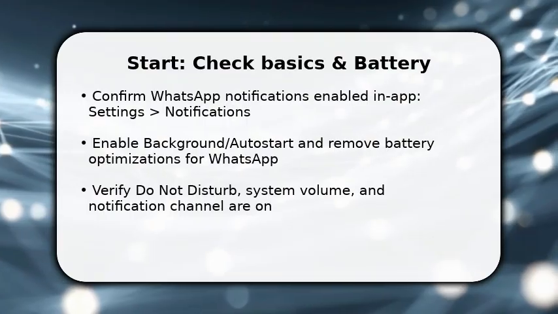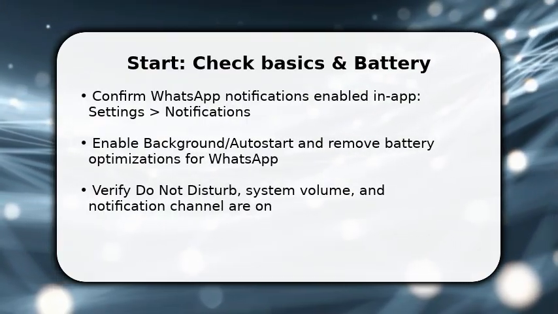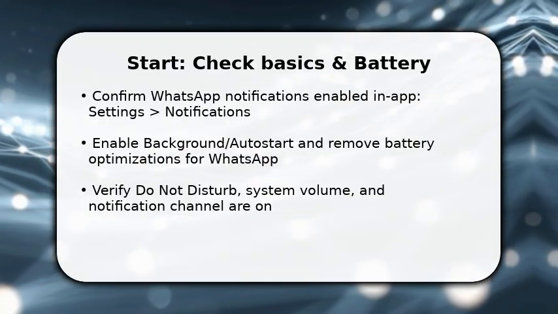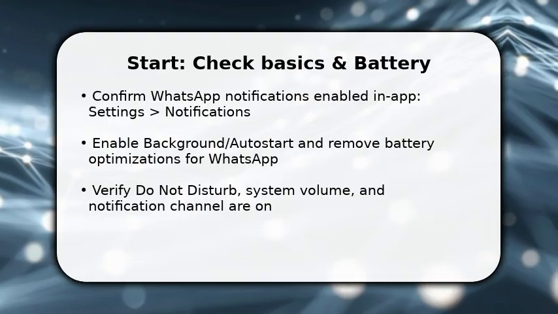You begin by confirming core settings so notifications can arrive. Open WhatsApp and set message and group notifications to enabled. This ensures the app will attempt to notify you.